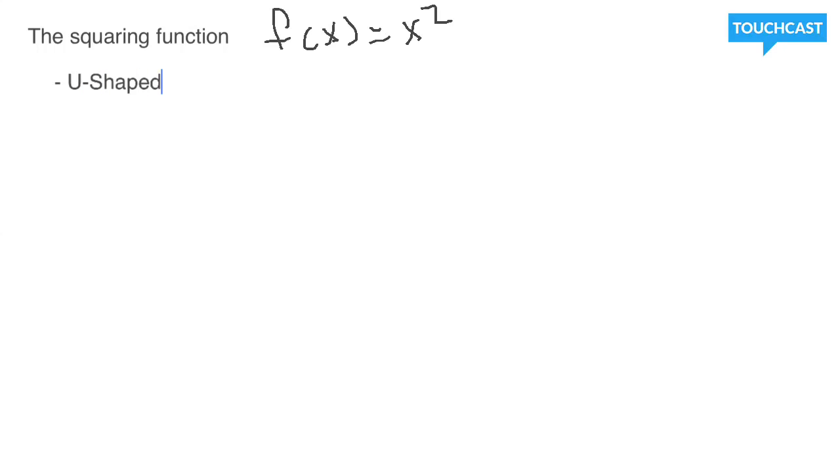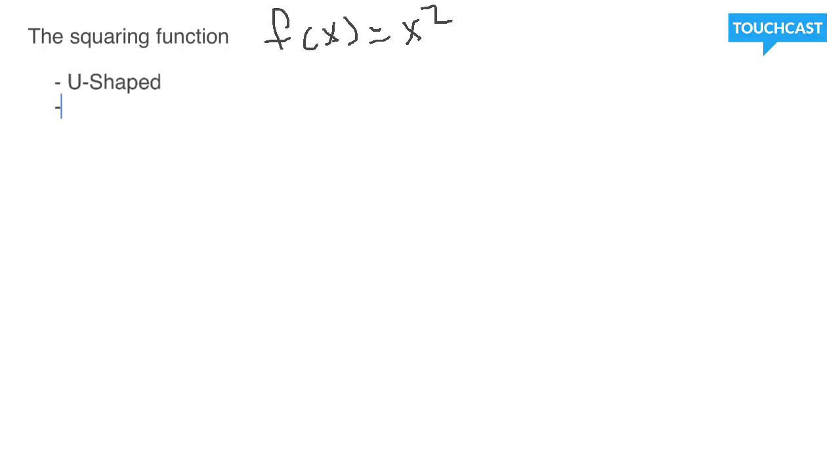We also have the squaring function, which is given by the function f of x equals x squared. As a reminder, f of x equals x squared is a quadratic function, which means that if we were to graph it, it would make a parabola, and parabolas are u-shaped. So that is one characteristic of f of x equals x squared.